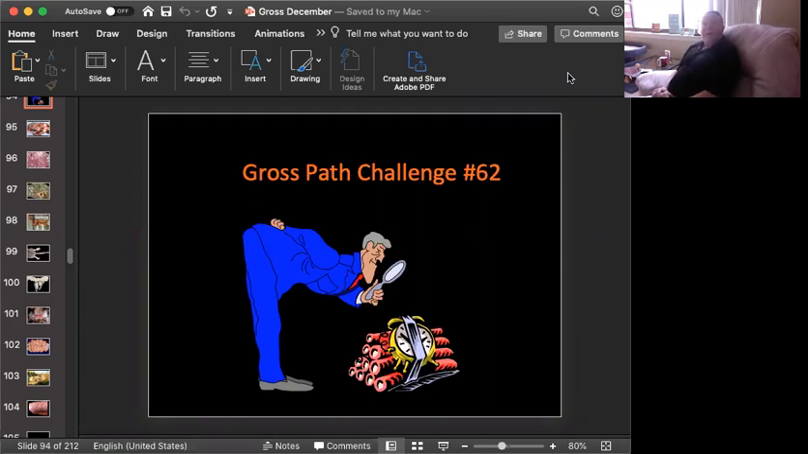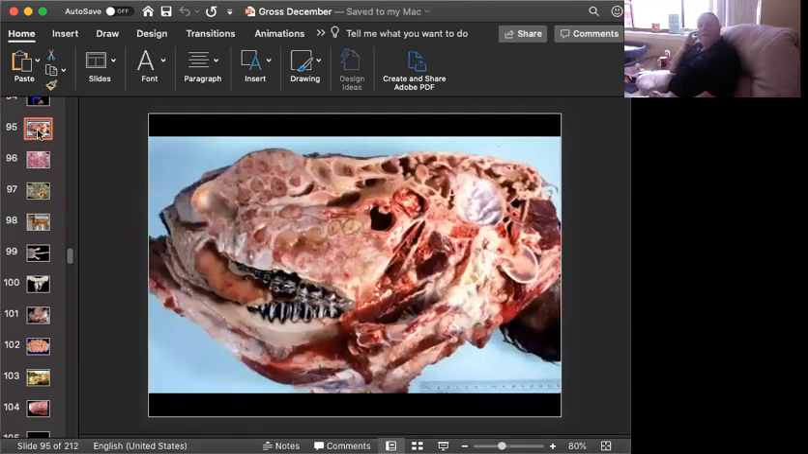So I think it's time for another Gross Path Challenge. This one is going to be number 62. I hope you're enjoying these as much as I'm enjoying looking at some of these old pictures again. Slide number 1 is one of my favorite pictures of all time. It is tissue from an ox. Can you give me a morphologic diagnosis and a cause?